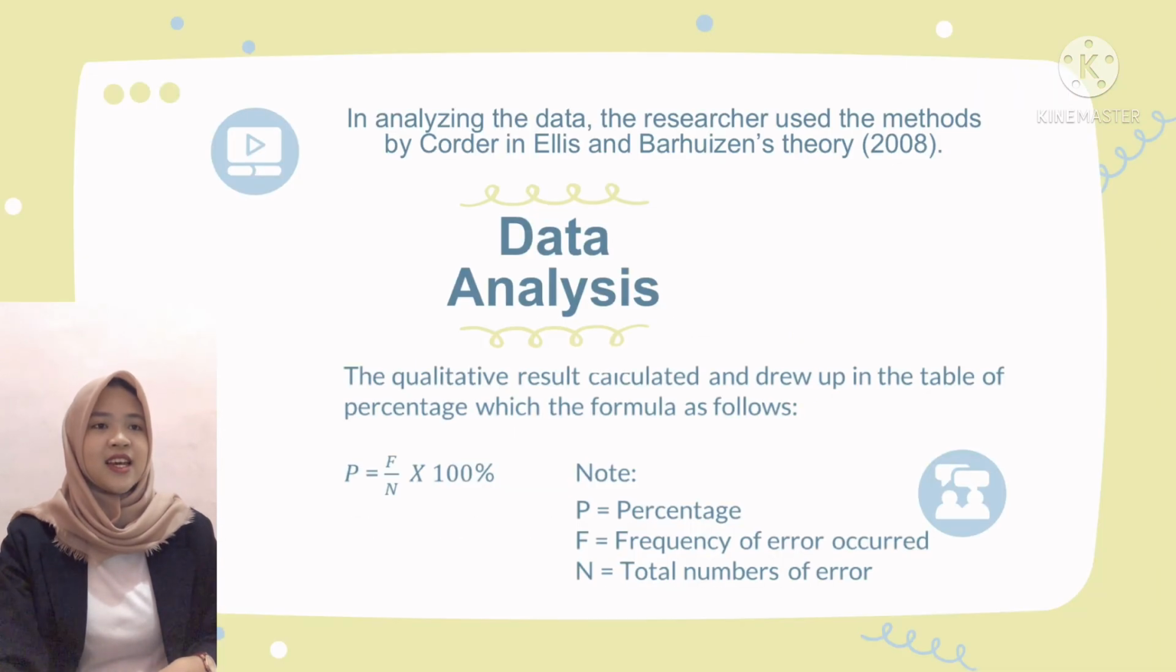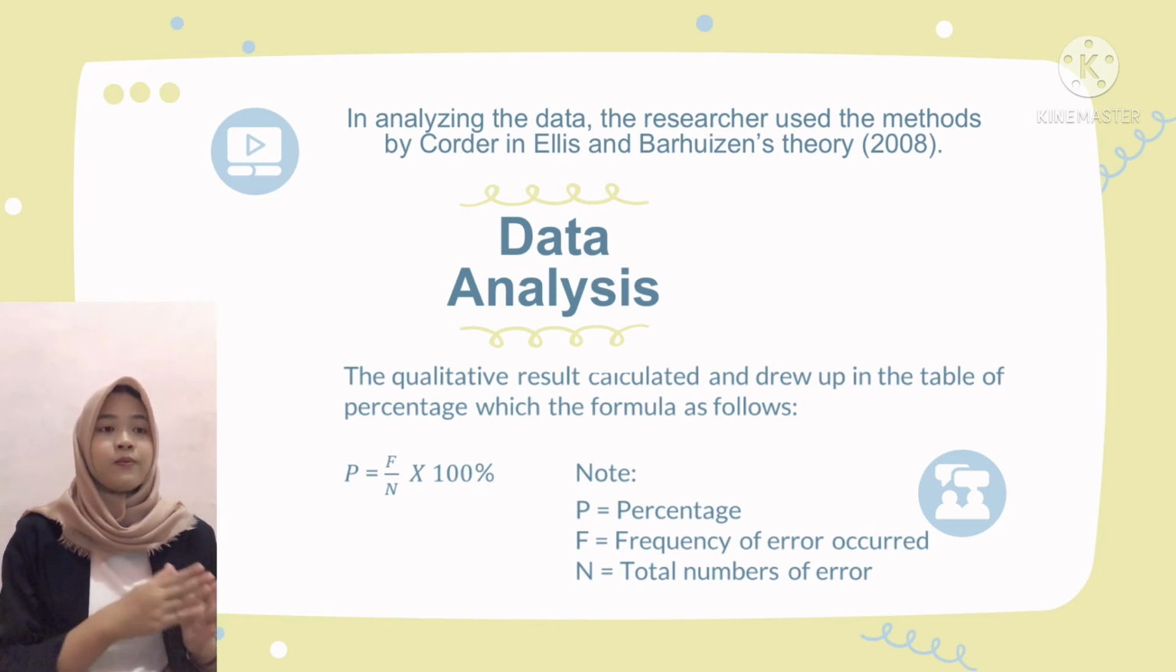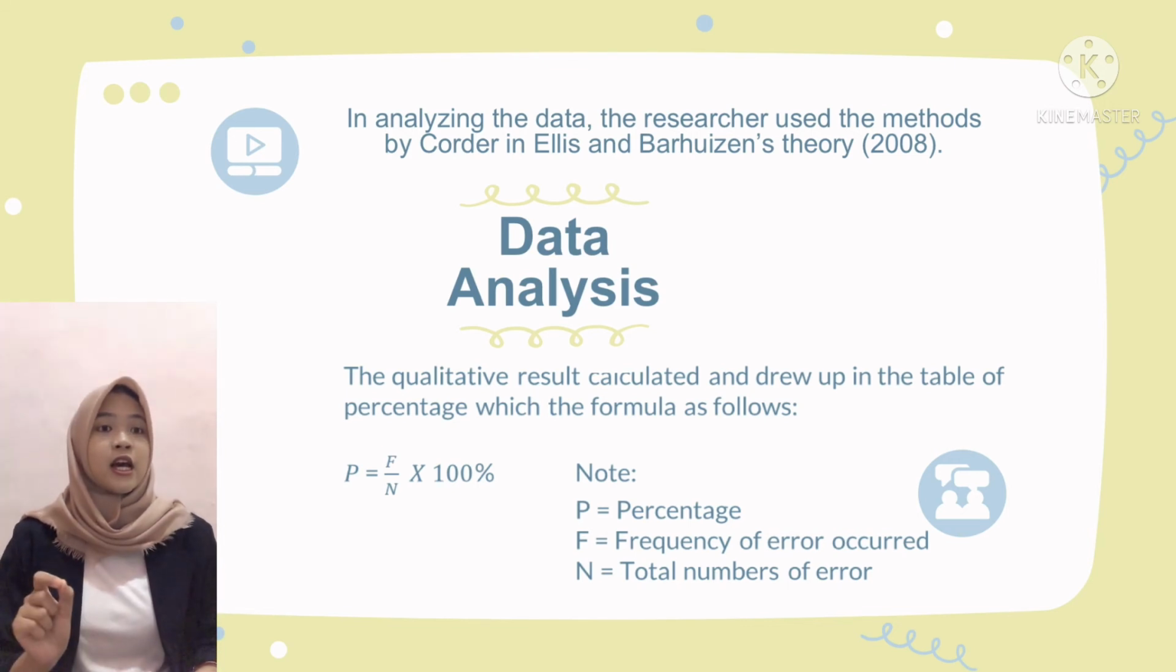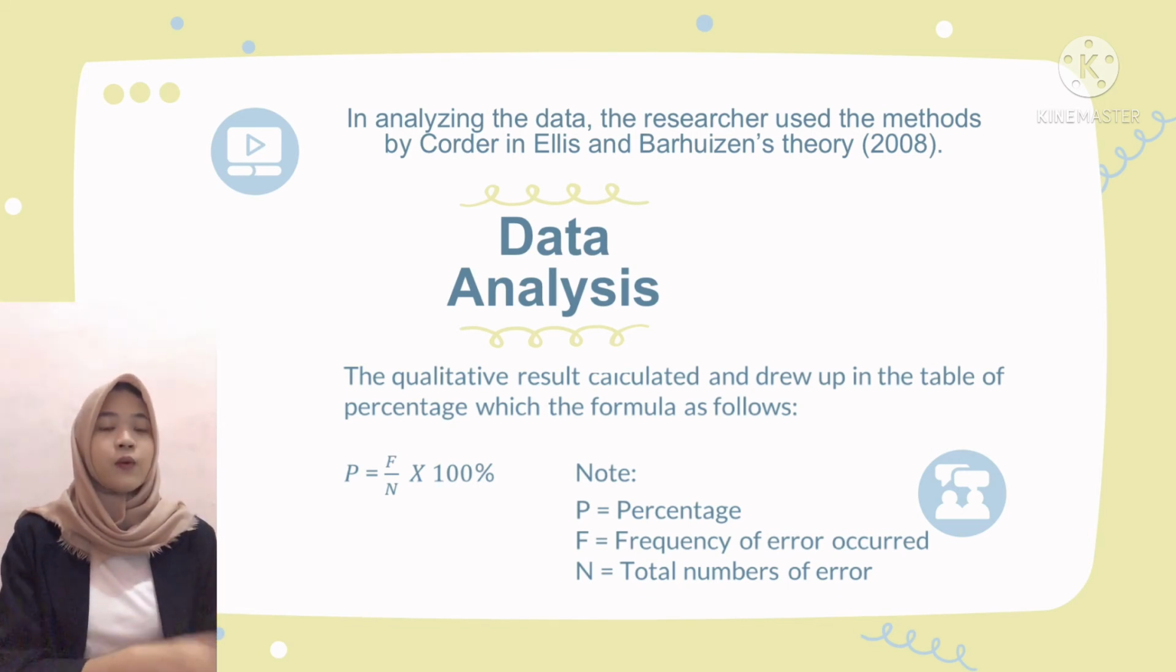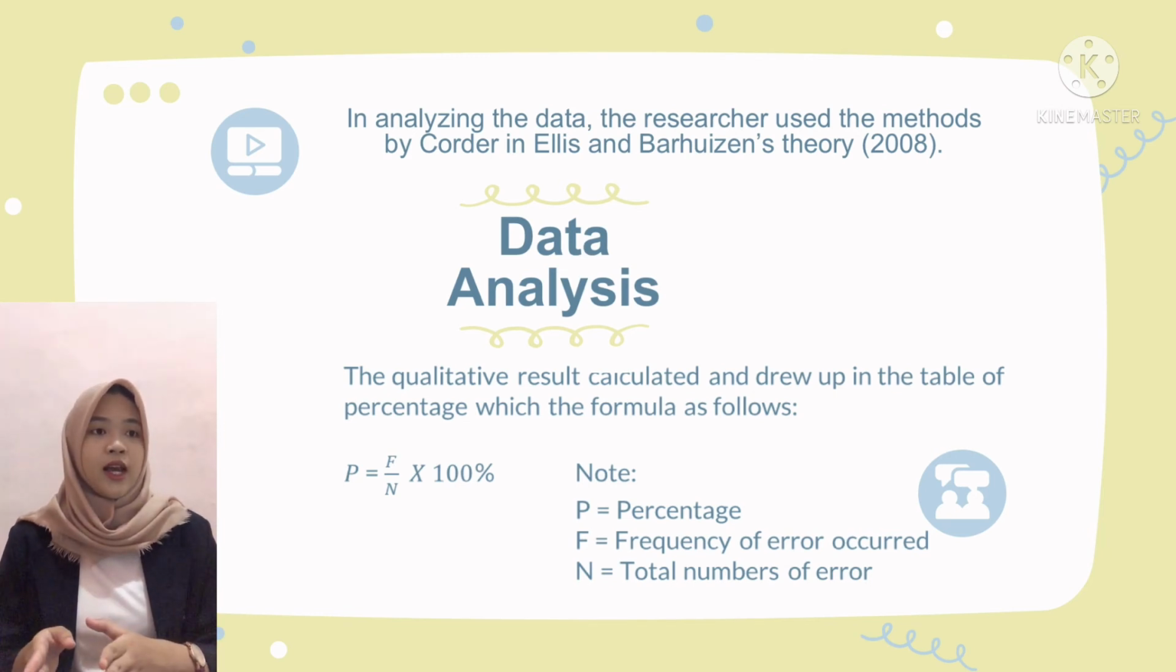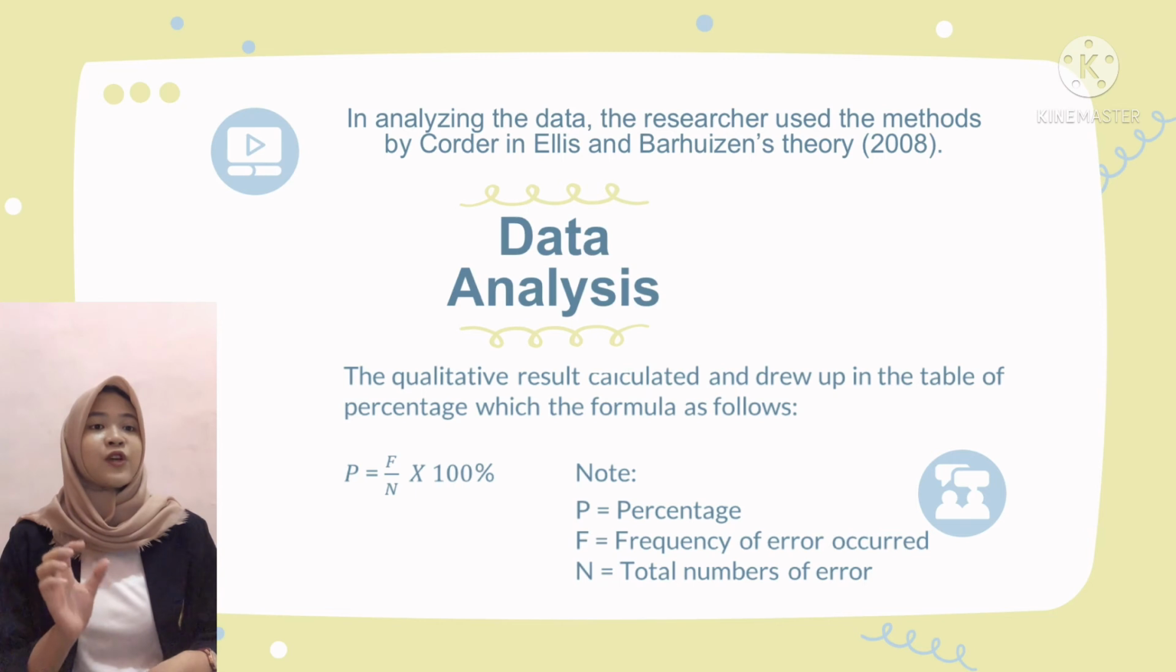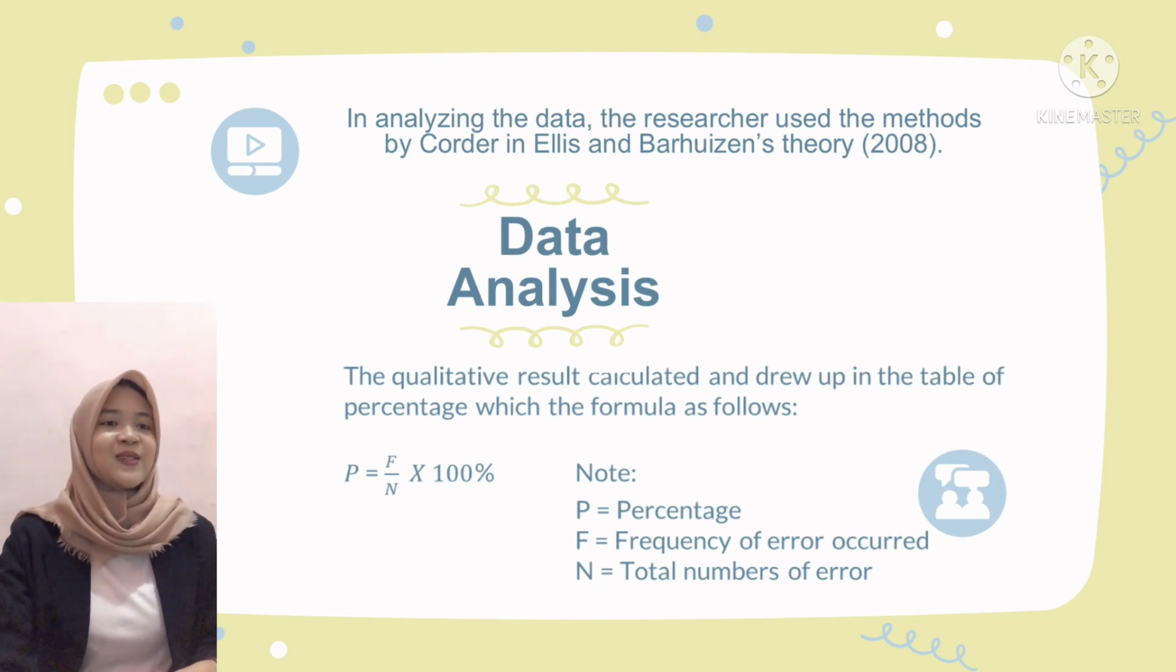Okay. In analyzing the data, I used the methods by Corder in Alice and Barhussein's theory 2008. The qualitative result was calculated and drawn up in a table of percentage, for which the formula to get the percentage is to divide the frequency of errors occurred by the total number of errors, and then multiply it by 100%. You can look at the formula in my PPT by yourself.